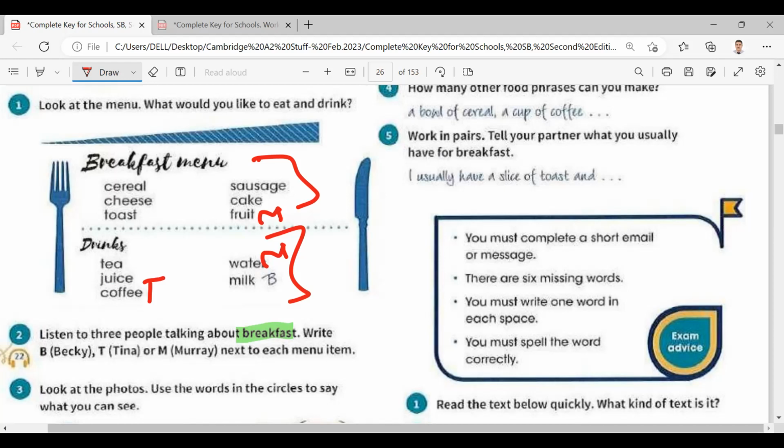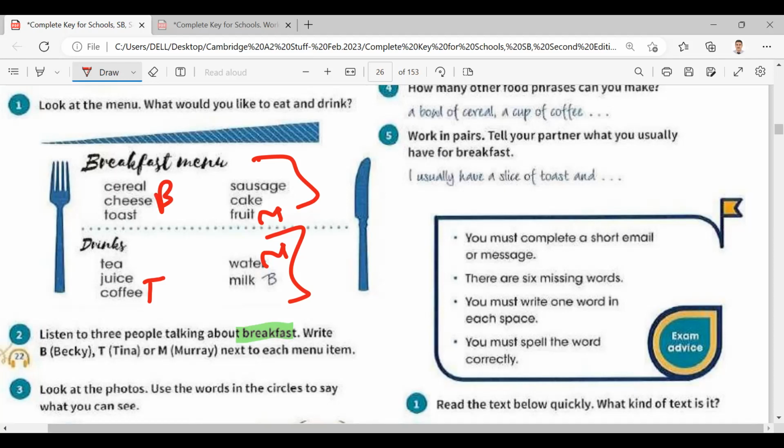Sarah, let me ask you about Becky. What does she usually have for breakfast? Milk. So let me say, please, a glass of milk. Okay, some egg. 2 eggs. Yes, and a piece of cheese, right?